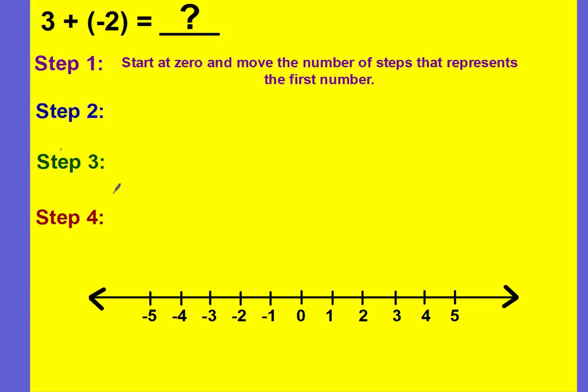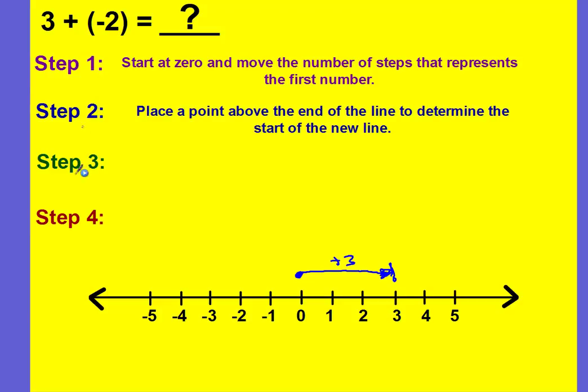Step number 1, you're going to start at 0, and you're going to move the number of steps that represents the first number. So I'm going to start at 0. My first number is a +3, so I'm going to move 3 units to the right. So there's my stop line, here's my arrow line, and that's a +3. Step number 2, place a point above the end of the line to determine the start of the new line.